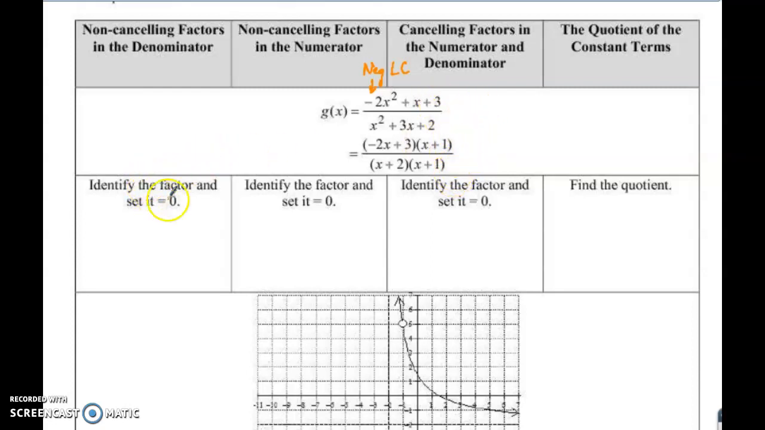The non-canceling factor in the denominator, I always start with a canceling factor in the numerator and denominator. That makes more sense to me, because then if you cancel them, and we're looking at identify the factor, that's x plus 1. You set it equal to 0, that's your clue that you have x equals negative 1. And as you look at that problem, that's your hole at negative 1, 5.